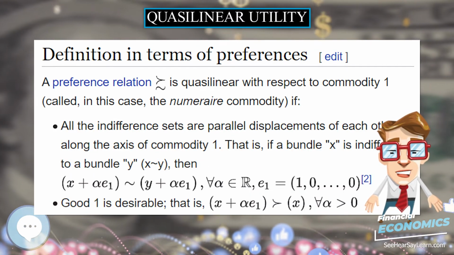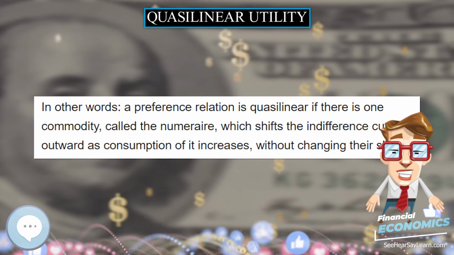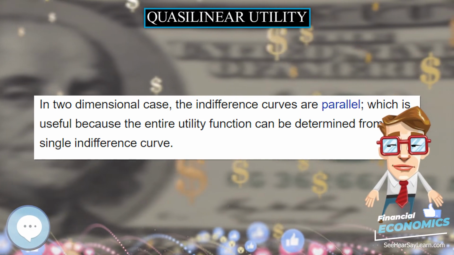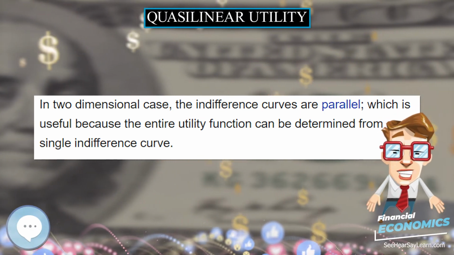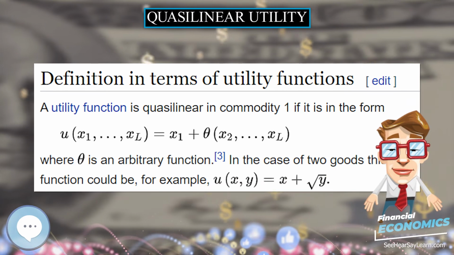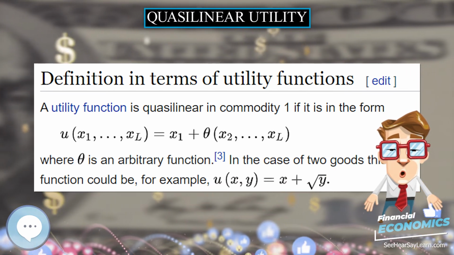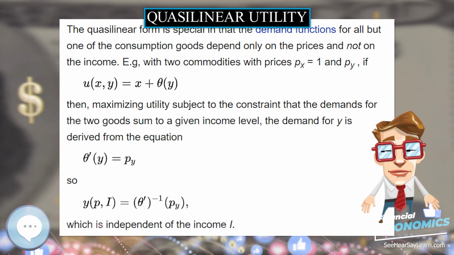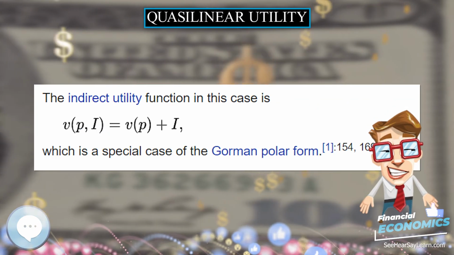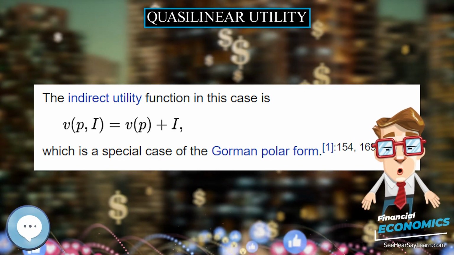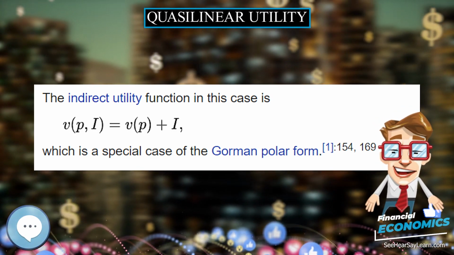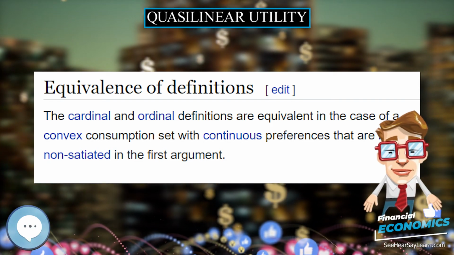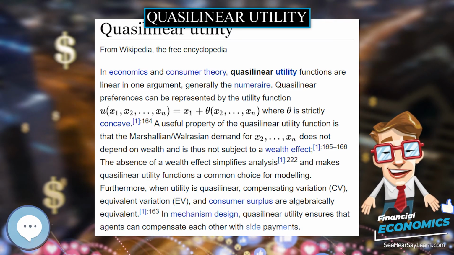The quasilinear form is special in that the demand functions for all but one of the consumption goods depend only on the prices and not on the income. For example, with two commodities with prices 1 and π, consider the utility function. Then, maximizing utility subject to the constraint that the demands for the two goods sum to a given income level, the demand for y is derived from the equation. So, which is independent of the income I. The indirect utility function in this case is, which is a special case of the Gorman polar form.